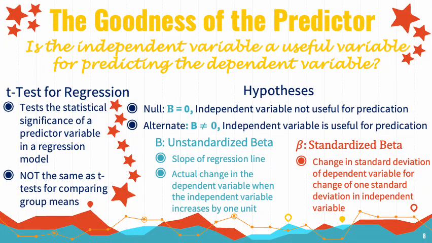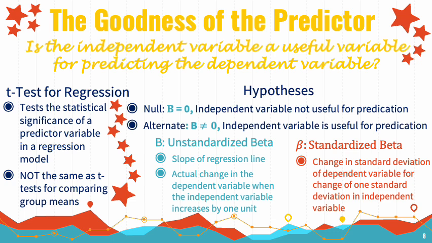Our next step is to examine the goodness of the predictor, or the goodness of the independent variable. Our model will contain good predictability when our independent variable is actually a useful variable for predicting the dependent variable. In other words, is years of experience actually a good predictor of RN salary? To determine this, we use a t-test. I don't want this to get confusing. The t-test for regression is not the independent sample t-test or the dependent sample t-test we discussed with parametric tests to compare means. The t-test for regression is its own t-test.